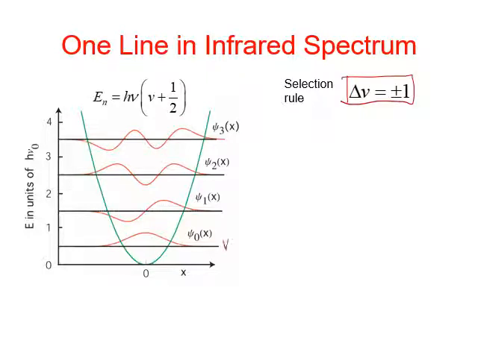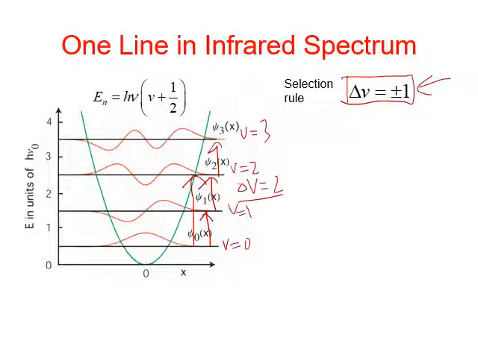The lowest energy level v is 0, and then 1, 2, and 3. From 0 to 2, that is not allowed because delta v here is 2 minus 0, that's 2, which disobeys this selection rule. From 0 to 1, that is allowed because delta v is 1. From 1 to 2, delta v is 1. From 2 to 3, delta v is 1. In other words, the absorption can happen only between adjacent energy levels.